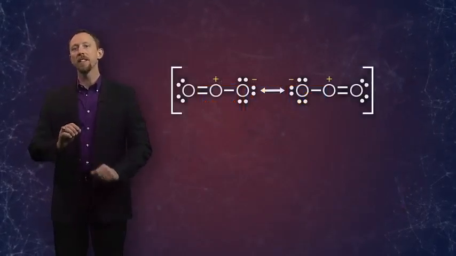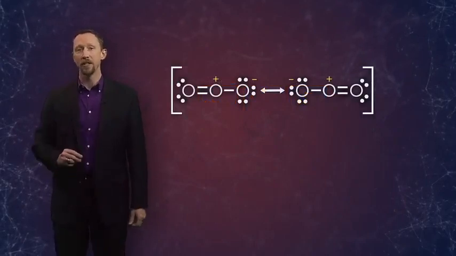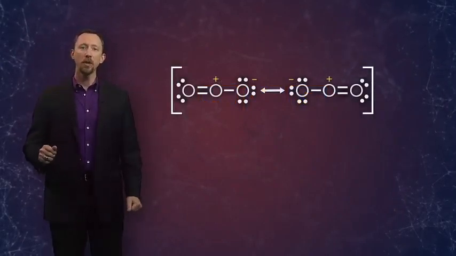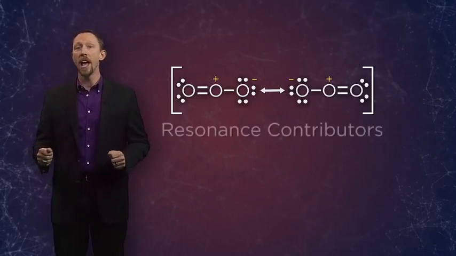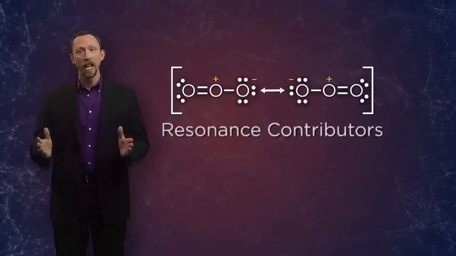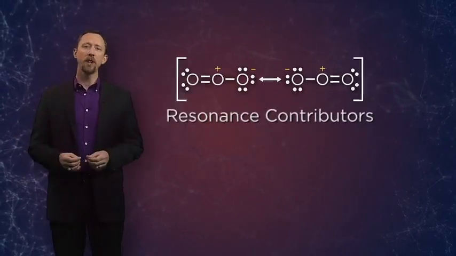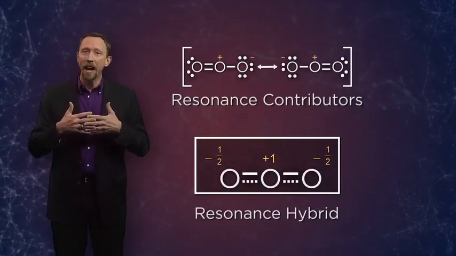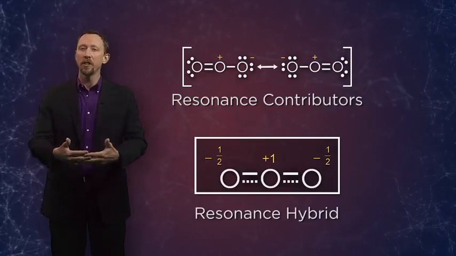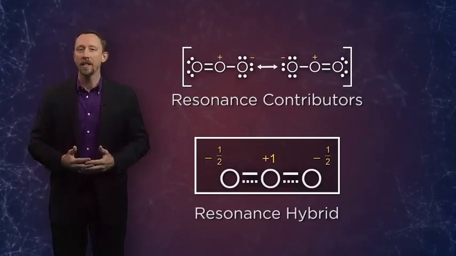Finally, we discussed a stabilizing factor known as resonance, a phenomenon in which multiple realistic Lewis structures known as resonance contributors can be drawn for the same molecule. And we saw how these resonance contributors can then be mentally combined to create a more realistic depiction of the compound called a resonance hybrid.